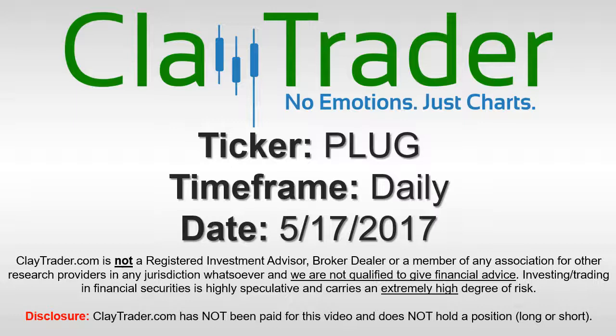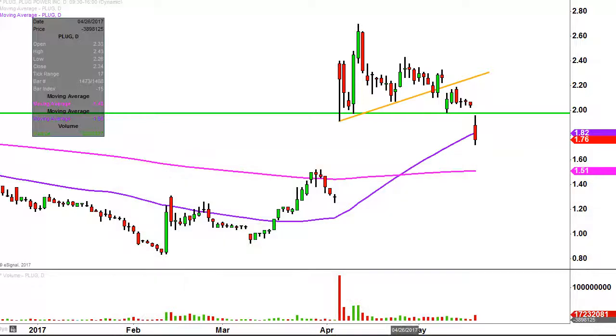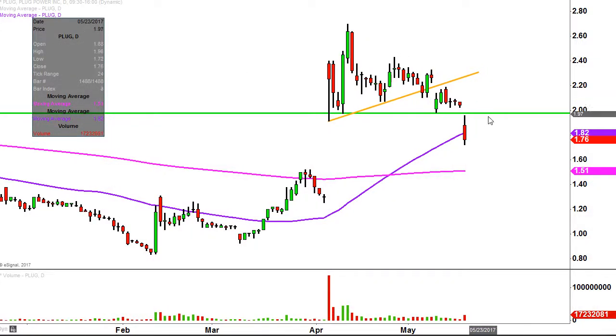Hey, it's Clay Trader, and this will be a video chart on ticker symbol PLUG. We will take a look at the daily time frame. I've done this analysis quite a few times in the past, so that's where all these different annotations are coming from. But after today's price action, I definitely want to get some things updated here from the charting perspective.